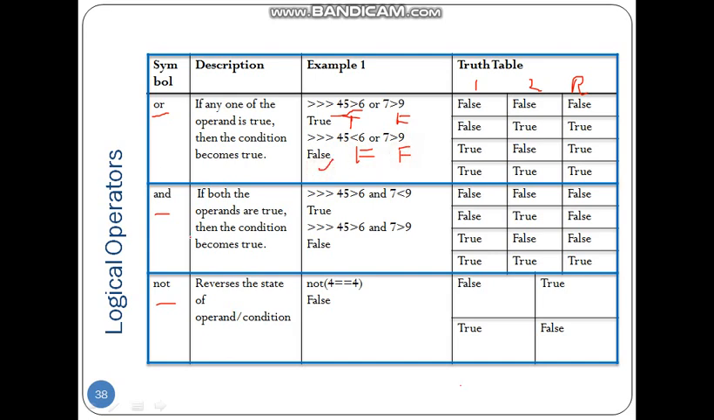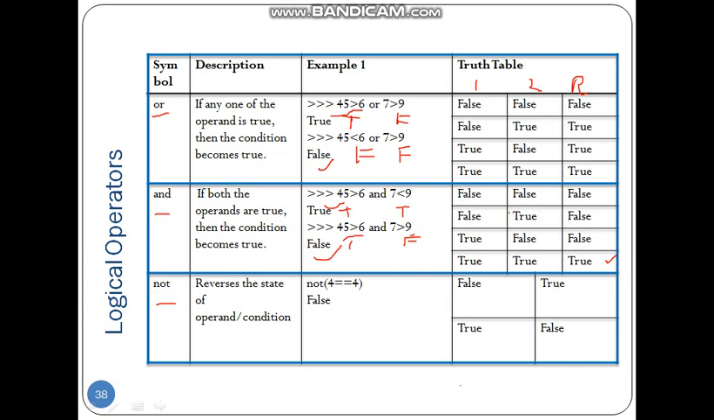Now let's see the and operation. Look at the truth table. Here in this case there is only one true result. That means if any of the inputs is false, it gives the false result. That is and. 45 greater than 6, it is true. 7 less than 9, that is also true, and if both are true, then the answer is also true. Then 45 greater than 6, that is true, but 7 greater than 9, it's false. So true and false, the answer is false. So if any of the inputs is false, then it is false.